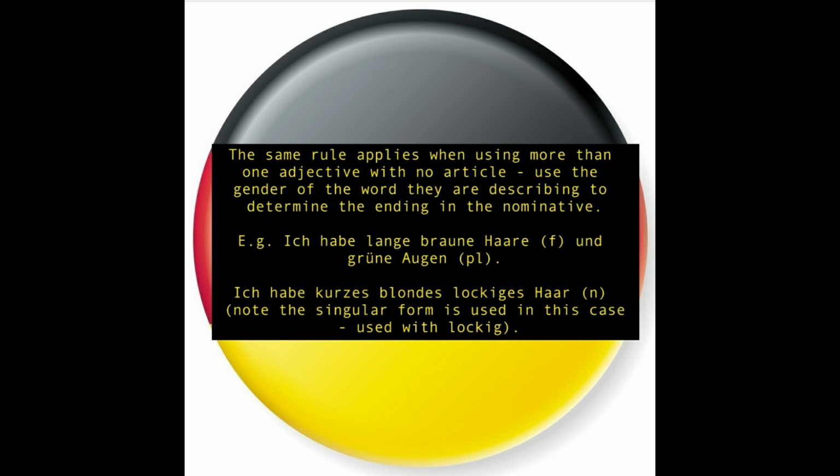Let's look at our next sentence. Because we're using lockig here, notice that we use Haar. So the sentence is Ich habe kurzes, blondes, lockiges Haar. So note the singular form is used in this case. Remember that the singular Haar is neuter, so it's a das word. So we have the das ending on all of our adjectives.